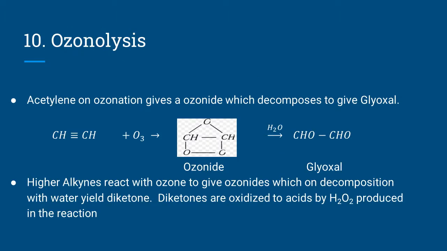Next reaction is ozonolysis, that is addition of ozone to alkyne. So acetylene on ozonation gives an ozonide which decomposes to give glyoxal. So CH≡CH with ozone gives an ozonide which on treatment with water gives glyoxal. But higher alkynes like propyne and butyne react with ozone to give ozonides which on decomposition with water yield a diketone. This diketone is oxidized to acids by hydrogen peroxide produced in the reaction. So finally we get carboxylic acids as the end product from ozonolysis of higher alkynes.